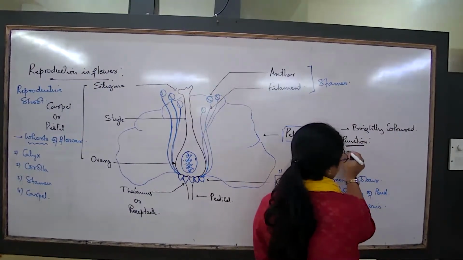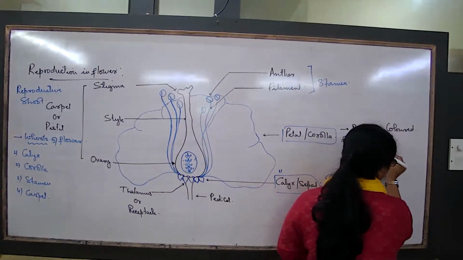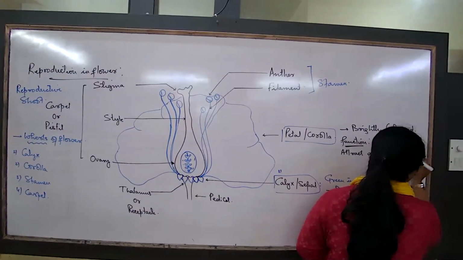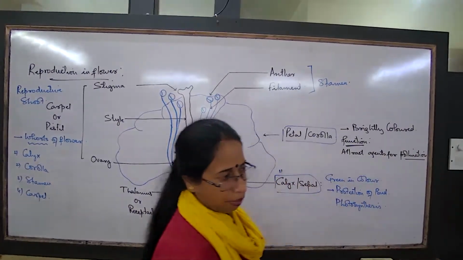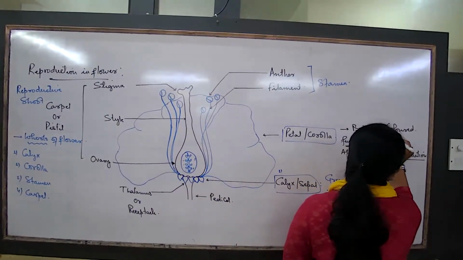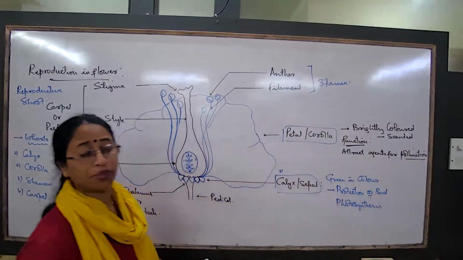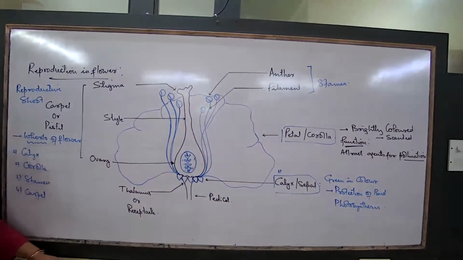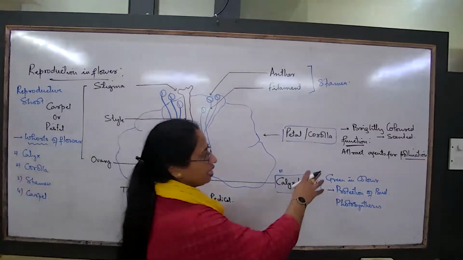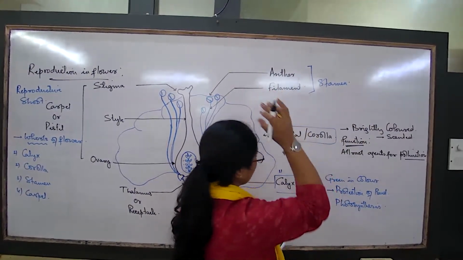Function of the petals, they attract agents for pollination. We'll have to learn what is pollination. Petals are brightly colored. In certain cases, petals are scented also. The cells also produce some special chemical substances, providing the fragrance to the petals. So anyways, whether it is scented or not scented, if they are brightly colored, they always attract agents for pollination.